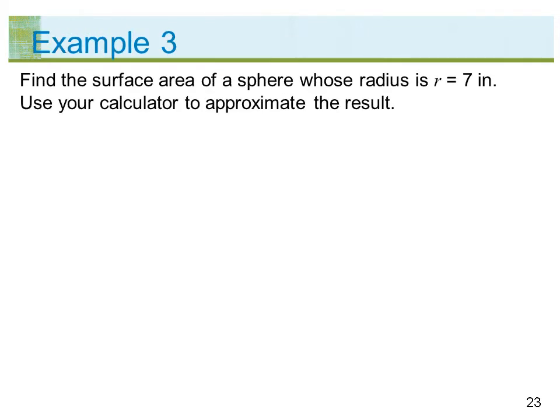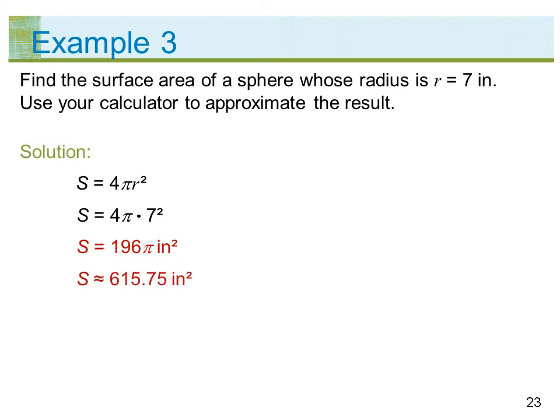Find the surface area of a sphere whose radius is r equals 7 inches. Use your calculator to approximate the result. Solution. Capital S equals 4 pi r squared. Capital S equals 4 pi times 7 squared. Capital S equals 196 pi inches squared. S is approximately equal to 615.75 inches squared.